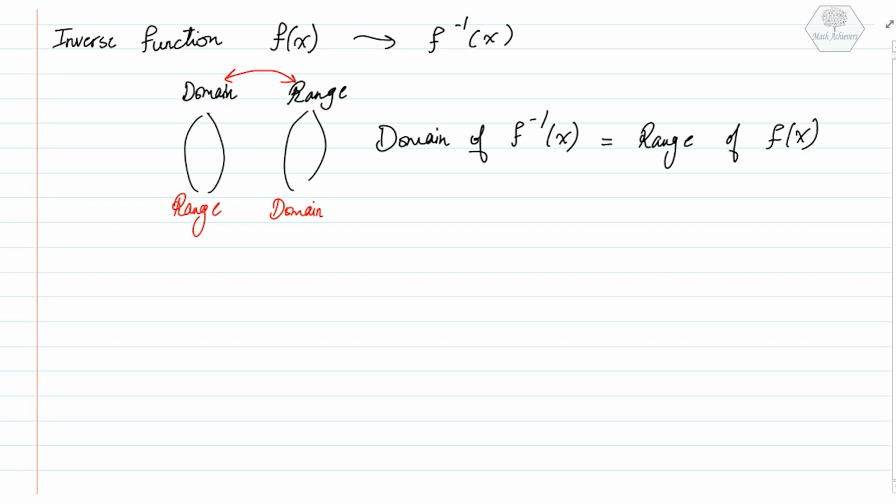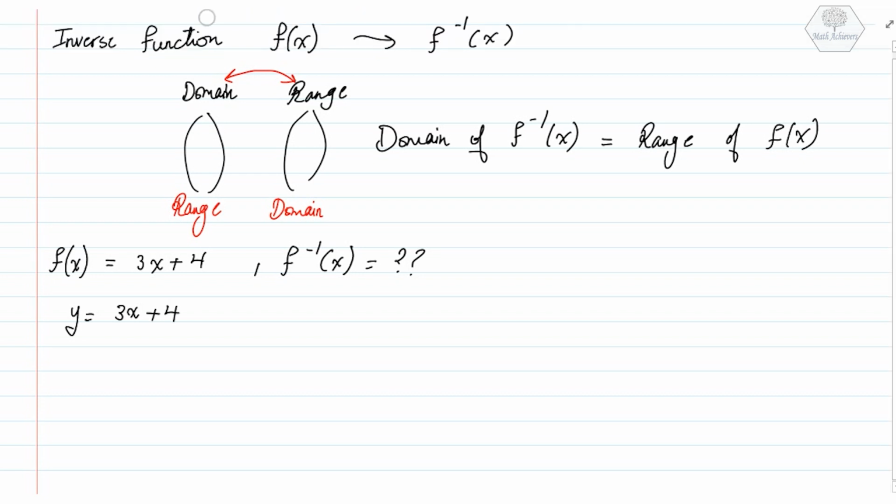Which is simply we are changing the x by the y. Let's have an example to find the inverse. For example, if f of x is equal to 3x plus 4, we need to find f inverse of x. f of x equals 3x plus 4, we can write it as y is equal to 3x plus 4.